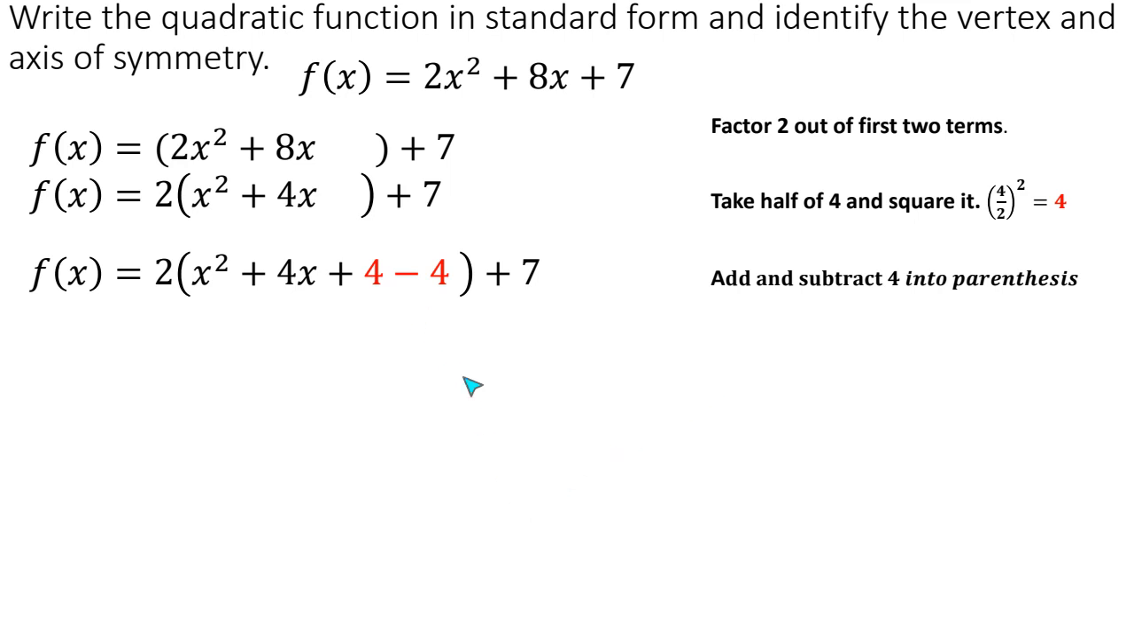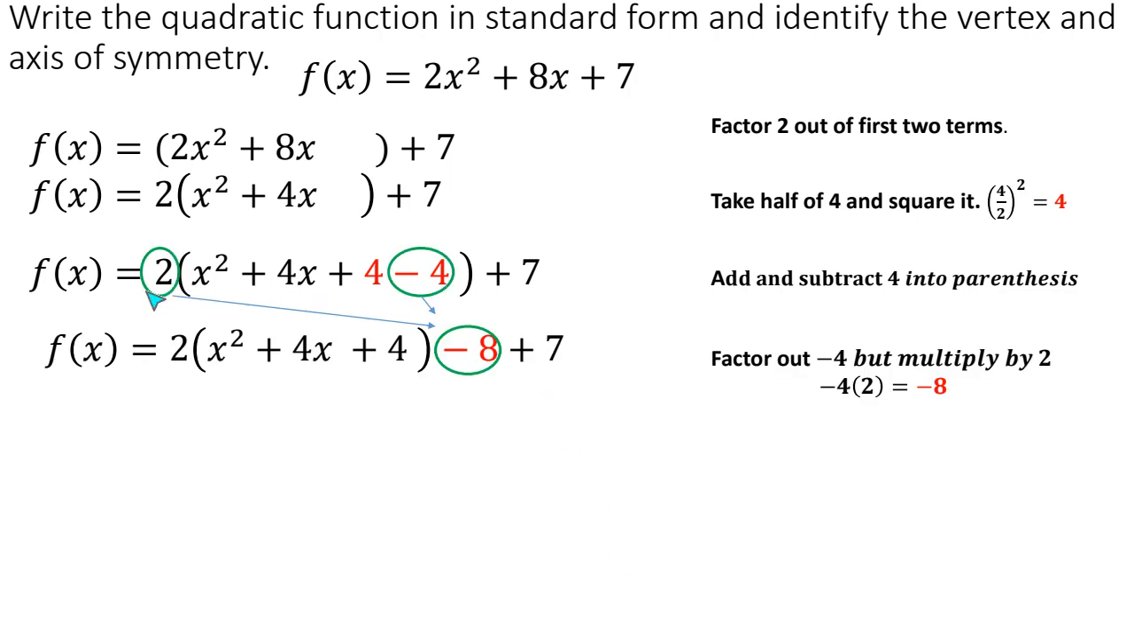So now we want to get rid of this -4, so I can take it out of the parentheses if I multiply it times the number in front of the parentheses. So 2 times -4 gives me -8, and then I simplify some more.